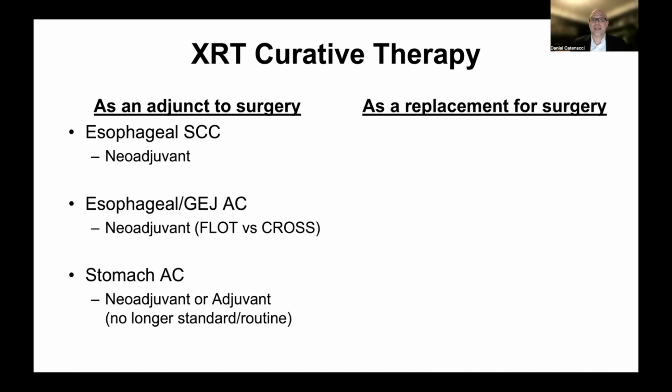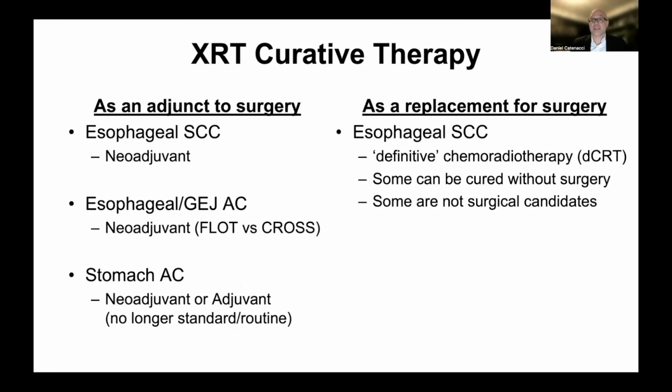In addition to as an adjunct for surgery, we can use it as a replacement for surgery. So in the setting of esophageal squamous cell cancer, which is very radiosensitive, it's very sensitive to radiation therapy, in many cases, chemoradiation can lead to a complete response and spare the patient from needing to undergo resection. And so this would be referred to as definitive chemoradiotherapy without any surgery after. And the reason for that, of course, is because some patients can be followed and their cancer is completely eradicated with this treatment and surgery is not necessary.